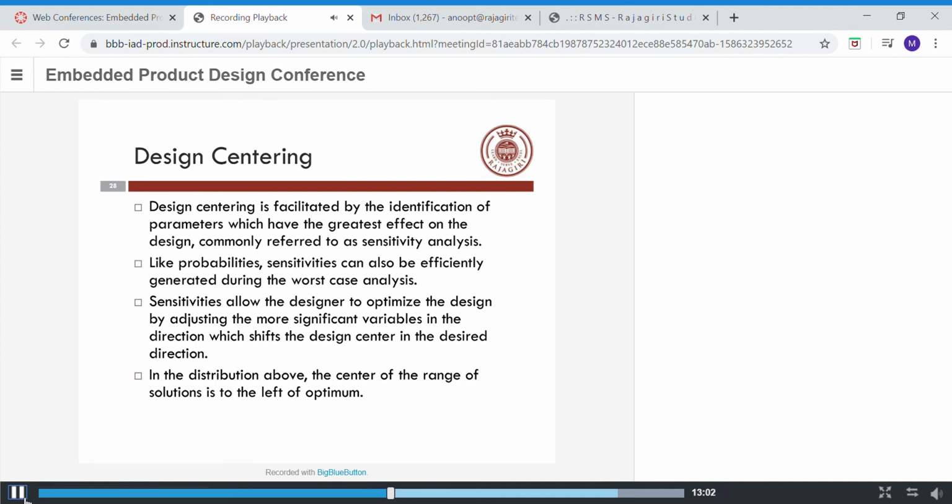So what do you mean by design centering? Design centering is facilitated by the identification of parameters which have the greatest effect on the design, commonly referred to as sensitivities. Here, design centering is something which is associated with sensitivity analysis. And what do you mean by sensitivity? Your design might have n number of parameters.